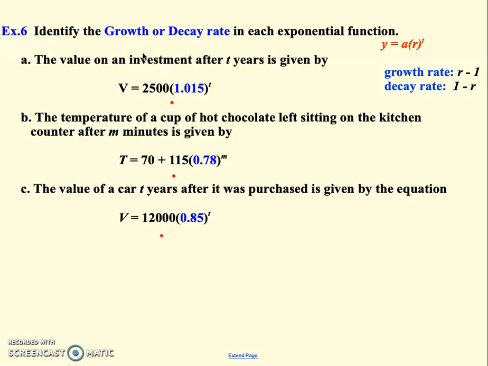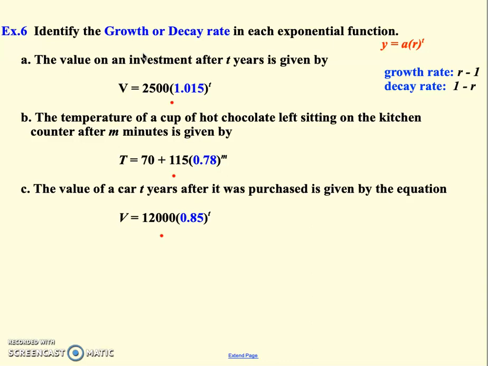So the first one's investment. We did a bunch of investment stuff in other chapters. The second one's the temperature of a cup of coffee as it sits on your kitchen counter. And then the value of a car you purchase over time, and we know that cars typically lose value over time. Again, really easy to know.